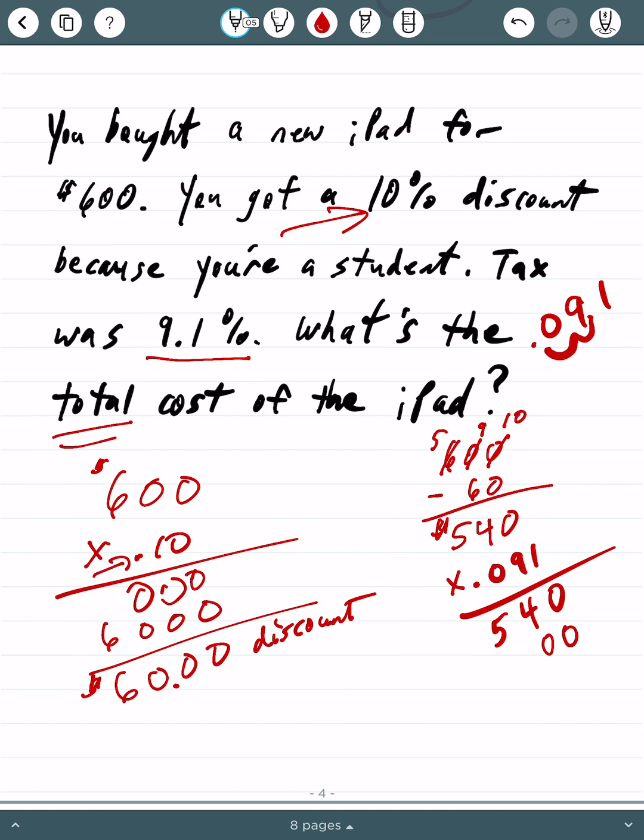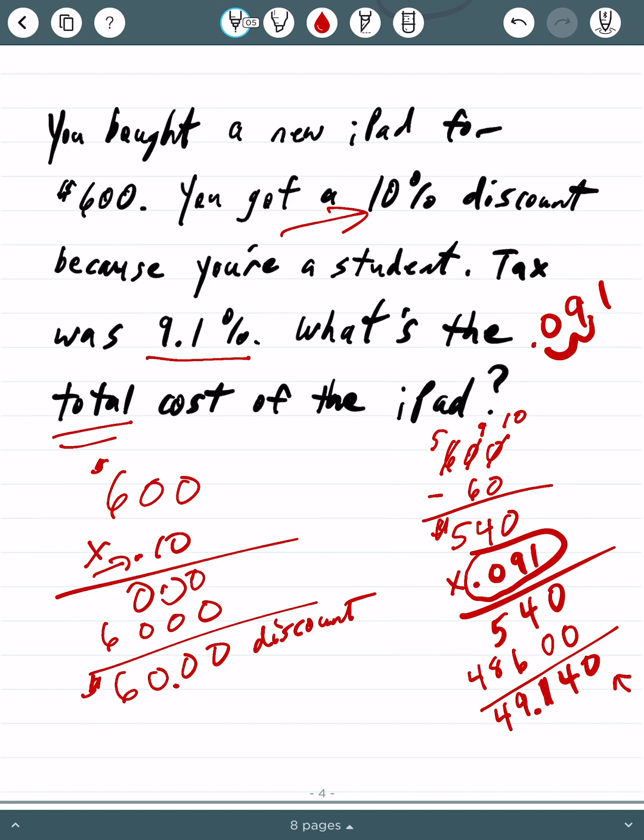9 times 0 is 0. 9 times 4 is 36. Got to carry 3. 9 times 5 is 45. Plus 3 is 48. Now, let's add everything together. That's 11. Whoops. Carry 1. And then I don't have to carry there. Look what I have now, guys. I have 3 decimal places, okay? Because it didn't just say 9%, it said 9.1. So I have to move it 3 times from right here, start at the back.